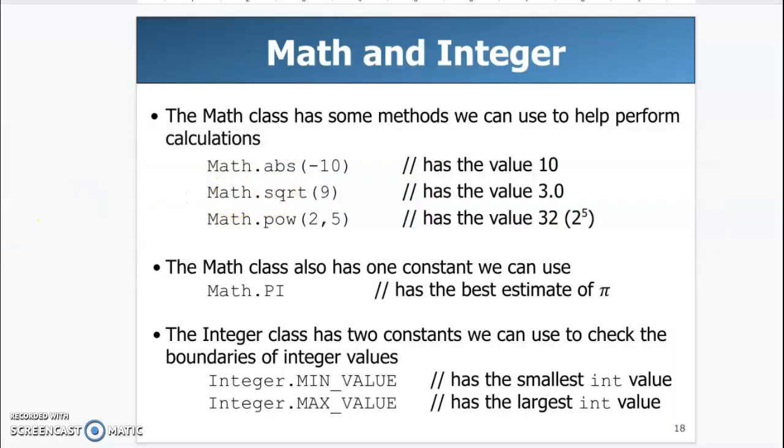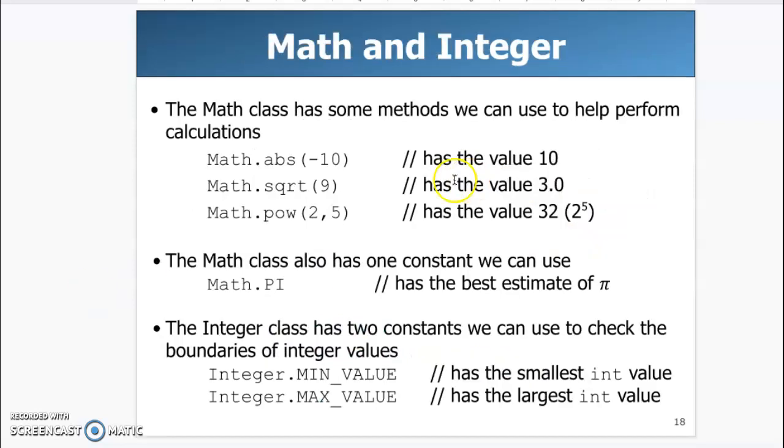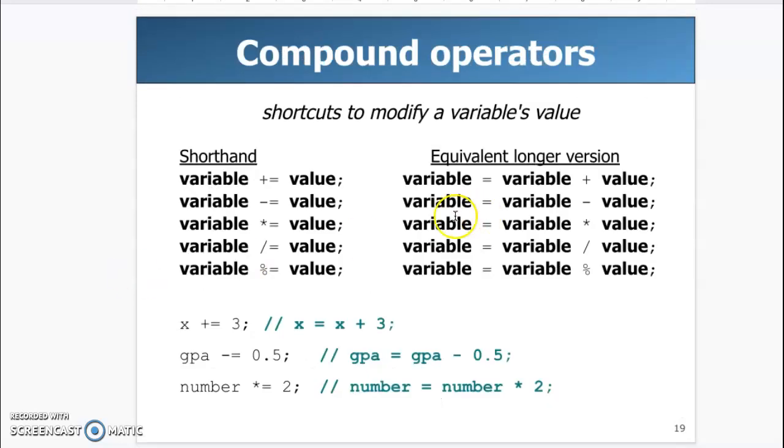So the main part of this video is actually about these compound operators. So we have these shorthand or shortcuts we can use where it combines something. So if I have a variable and I want to take its value and I want to add something to it, rather than writing the variable name equals the variable name plus value, I can use this shorthand notation of plus equal. So I can do that with any of my math operators.